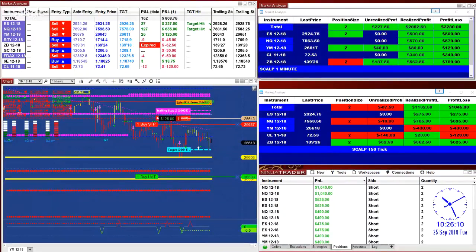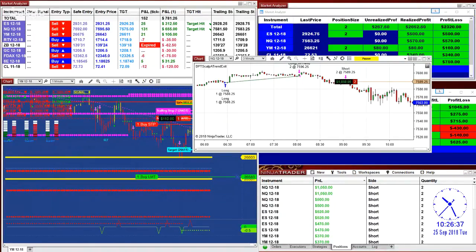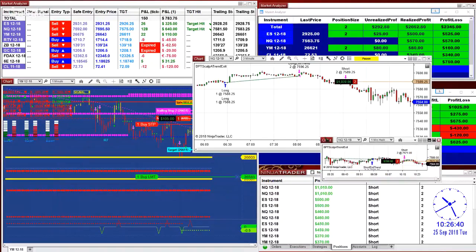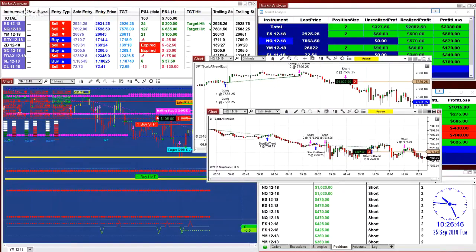Right now, we are still in a lot of shorts on the swing trading here from the market analyzer. We still have a lot of shorts on the Nasdaq, ES and YM. Let's look at them. We still have a short on the Nasdaq. This is the 3 minutes, and this is the 1 minute. We have a lot of chop in the market actually.